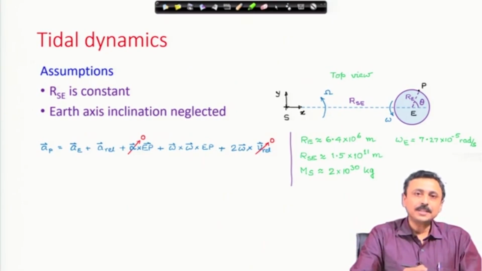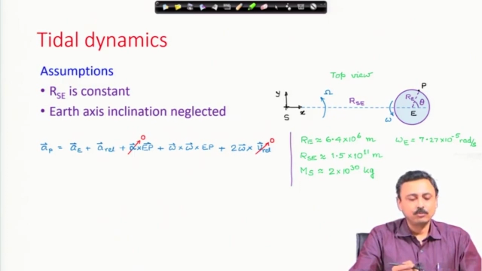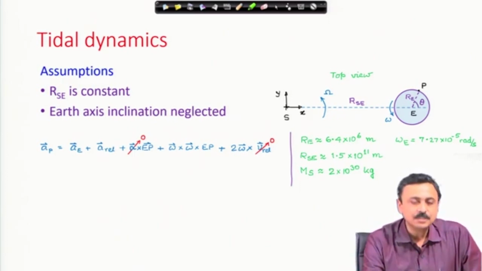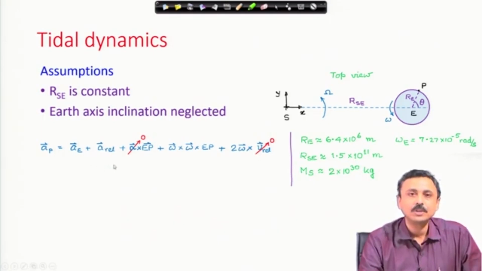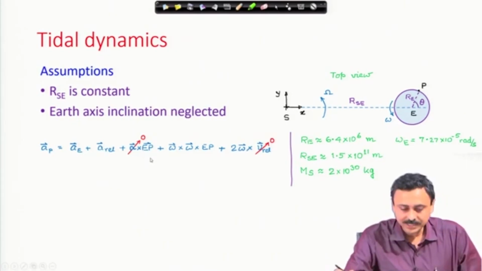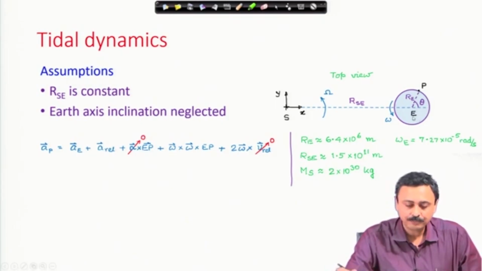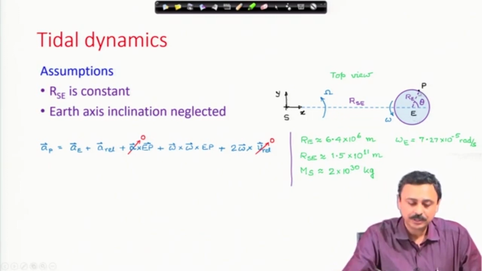Let us try to represent its acceleration as observed by an inertial observer, and then we will try to write its equation of motion. Acceleration of this particle or mass of water is equal to acceleration of the earth plus AREL. This is our master equation which we have discussed many times in kinematics. So, acceleration of P is acceleration of earth plus AREL plus alpha cross EP. What is EP vector? E is the center of the earth, as you can see from this figure, and P is the location of the particle.